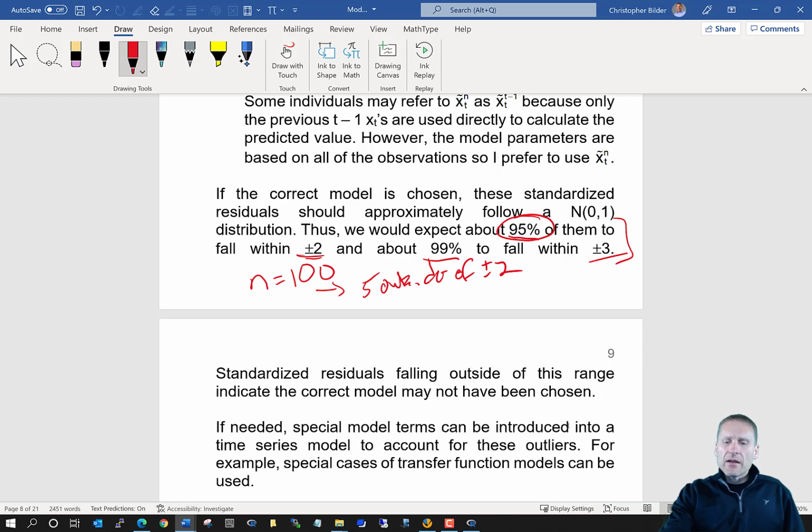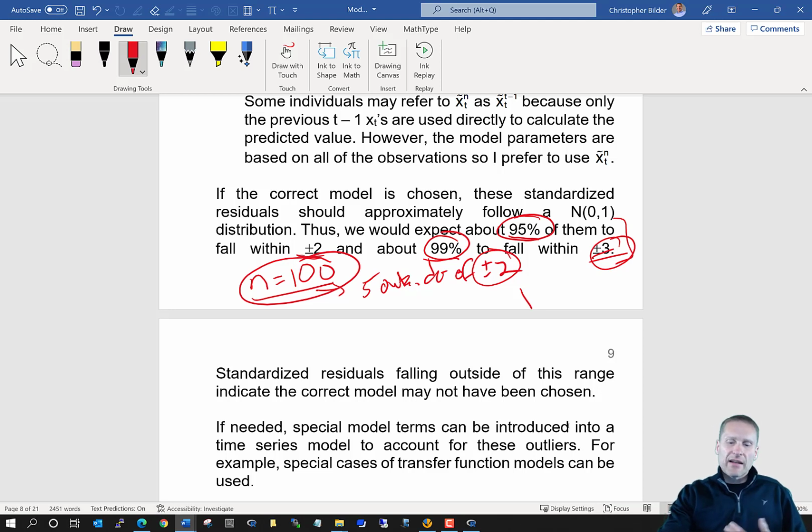Your model's fine. Similarly, with that 99% threshold, or corresponding to plus or minus 3, you would expect, if you have a sample size of 100, about one of them will fall outside of the plus or minus 3. As long as it's not too far out, you should be fine. But where should you be worried? Let's say you have 10, maybe 15 of your standardized residuals that are outside of plus or minus 2. Well, then that will tell you, hey, that's kind of unusual. I wouldn't necessarily expect that. If I have, let's say, 5 or 10 or 15 outside of plus or minus 3 when I have n equal 100, well, then that is unusual.